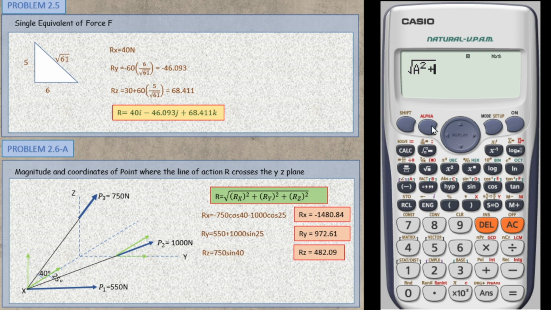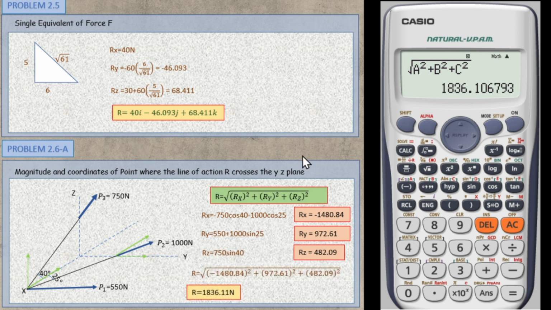And for us to solve for the magnitude, it is just the square root of A squared plus B squared plus C squared. So there we have 1836.11 Newton. So that will be the magnitude for this one. Okay.